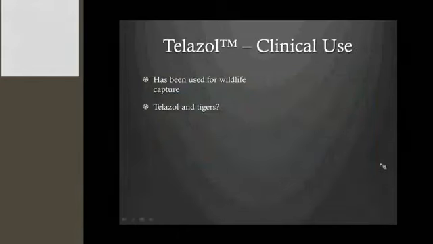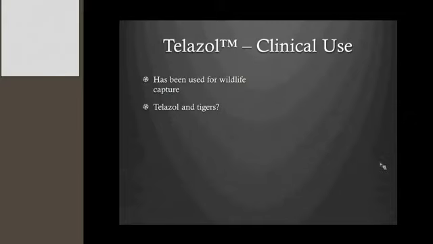All right, Telazol has also been used for wildlife capture. It's less common than using drugs like ketamine, or there's some pretty potent opioids that Dr. Lurch mentioned briefly in his lecture, carfentanil or etorphine. But Telazol has been used.